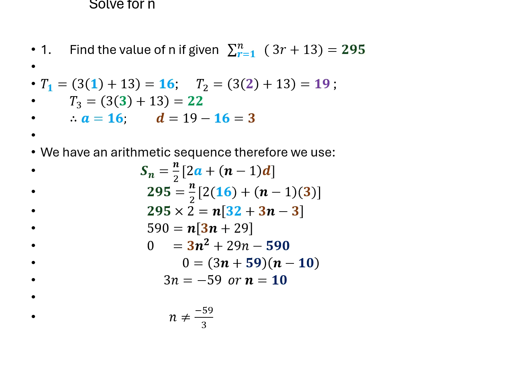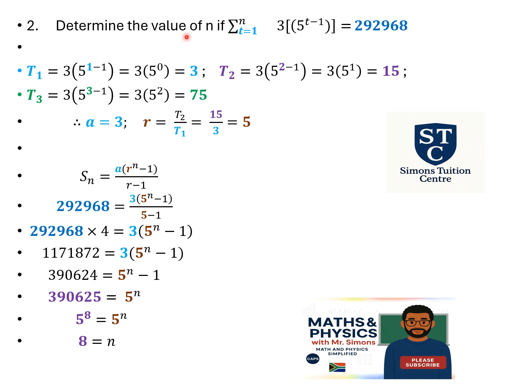Let's look at the second problem. Determine the value of n if the sum from t equals 1 to n of 3 times 5 to the power t minus 1 equals 292,968. So again, my first three terms: if I put in 1, 1 minus 1 gives me 0. Anything to the power 0 is 1. 1 times 3 stays 3.